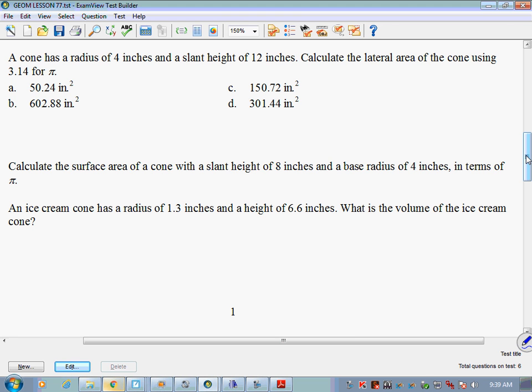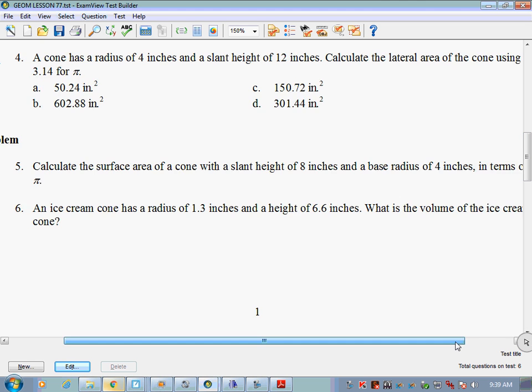Okay, so what did you plug into your calculator? Times 4 times 12. Okay, 3.14 he used for pi, 4 he used for his radius, 12 he used for his slant height. He plugged that in and got 150.72 inches squared, which was correct.